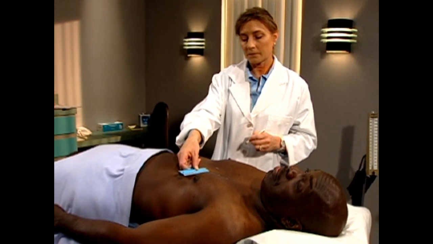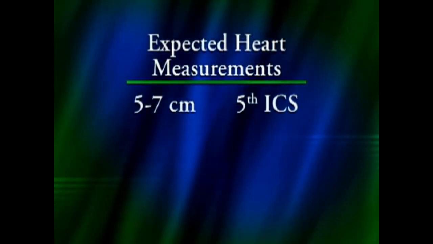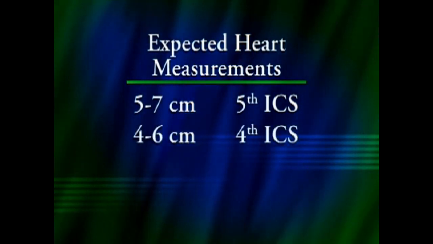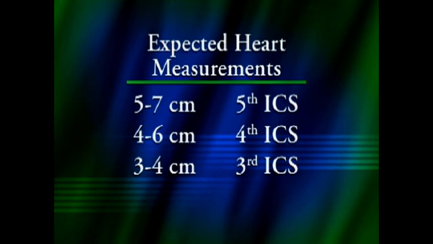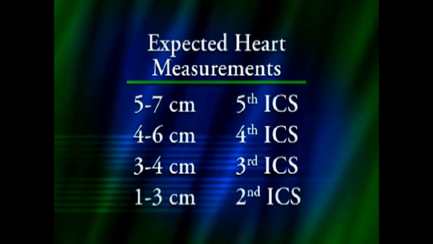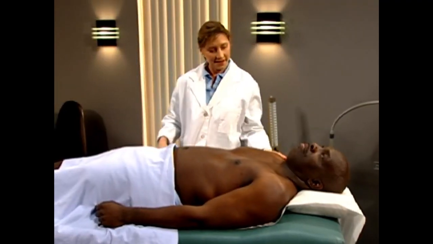In a healthy patient, expect to find 5 to 7 centimeters in the 5th intercostal space, 4 to 6 centimeters in the 4th intercostal space, 3 to 4 centimeters in the 3rd intercostal space, and 1 to 3 centimeters in the 2nd intercostal space. Okay, can I have you sit up now?